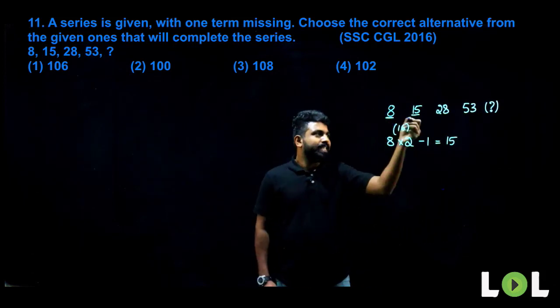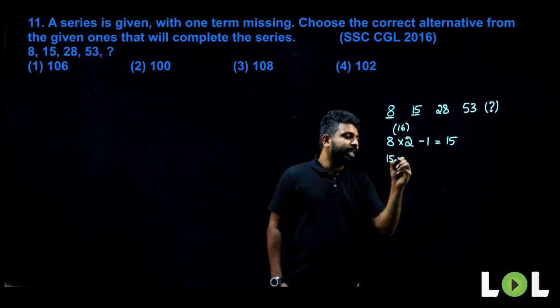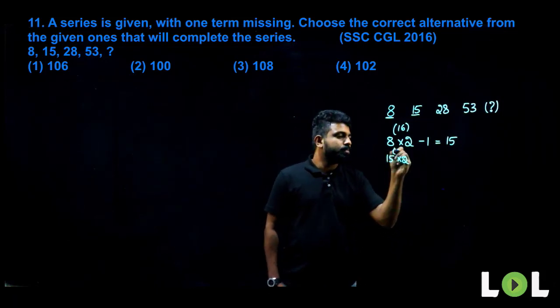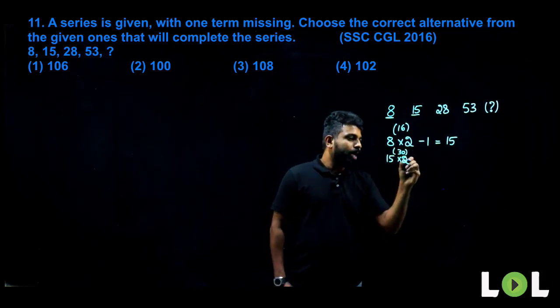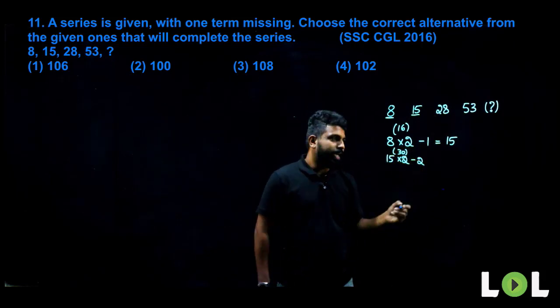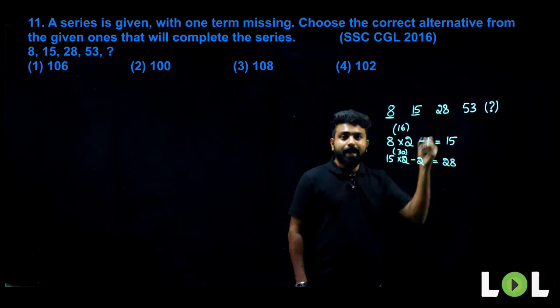Similarly, my second term and the third term. What do I do first? I'll multiply my second term with 2. So what do I get? I get 30 here. So from 30 to 28, how can I go about? I should subtract 2 from 30 to get 28. So if I subtract 2 from 30, I'll be getting 28 and that will be my third term.